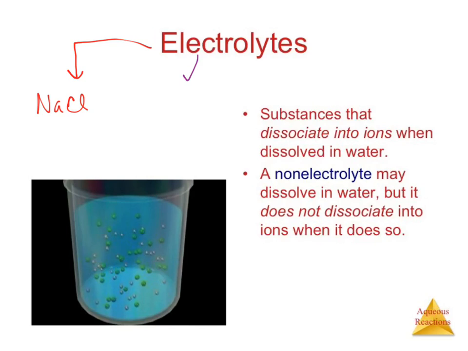How about a non-electrolyte? C6H12O6, also known as sugar. Why might we look at this example? Because it's not an ionic substance, so it wouldn't dissociate in water.